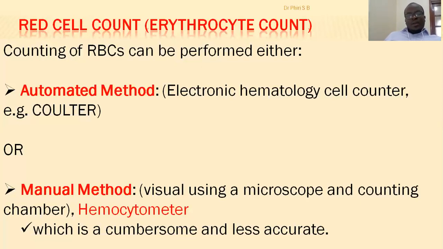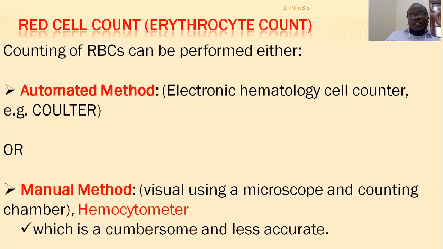So now let's go into the manual one, because this is quite interesting for you as a medical doctor. It's very important. So with this manual method, you are using a visual microscope to view the red blood cells and to count them. So you have a counting chamber. You have a special slide, which is called the improved Neubauer slide or chamber slide, that is used for counting blood cells in general. It's also called a hemocytometer.